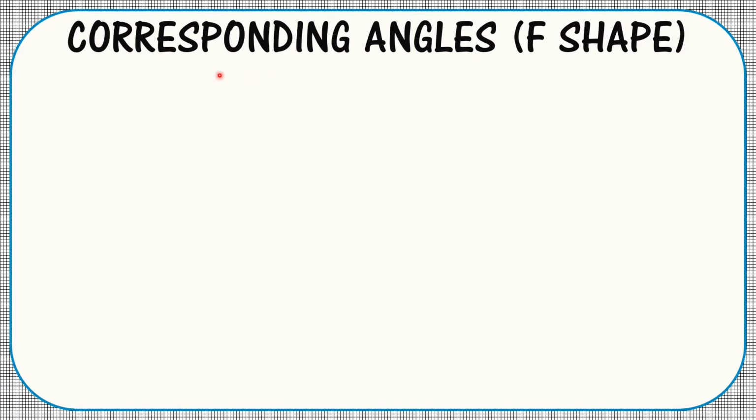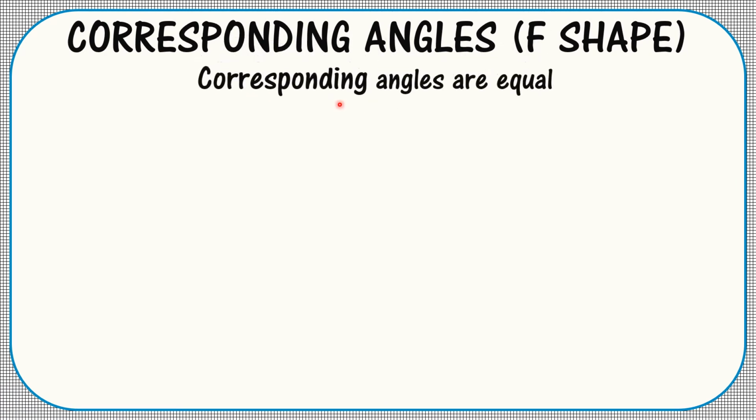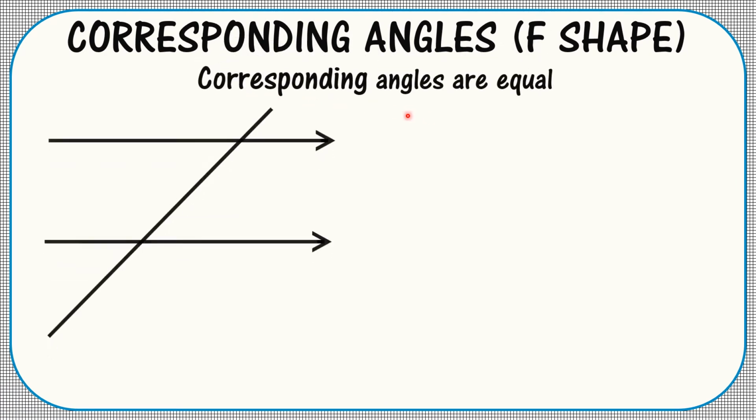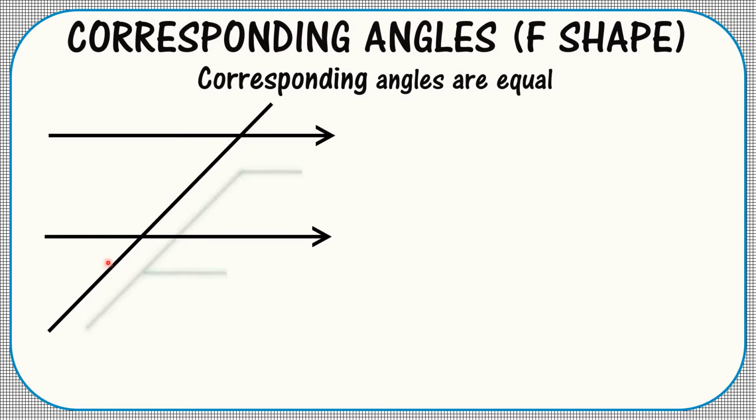The next type we are going through are corresponding angles. So corresponding angles are equal. Corresponding angles generally will make an F shape. So here you can see an F shape. What we are saying is that these angles are equal. So if this angle is X, this angle is also X, i.e. this angle and this angle are corresponding.